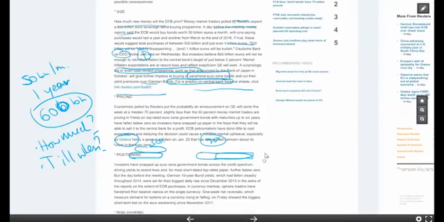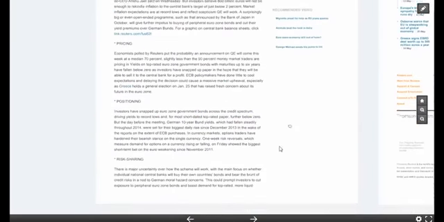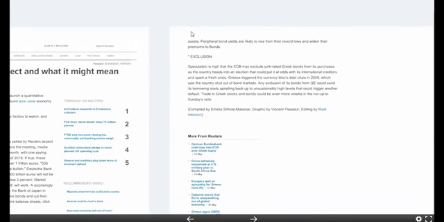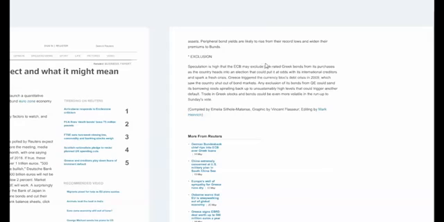So let's move over to positioning. Investors have snapped up here. This is basically the same exact thing we read before. Risk sharing. There is major uncertainty over how the scheme will work, with the main focus on whether individual central banks will buy their own country's bonds and bear the brunt of credit risk, in a nod to German moral hazard concerns. This could prompt investors to cut exposure to peripheral Eurozone bonds, and boost demand for top-rated, more liquid assets. Peripheral bond yields are likely to rise from their record lows and widen their premium to bunds.